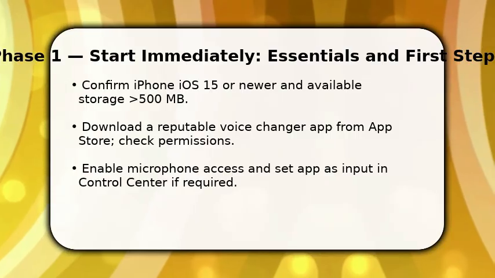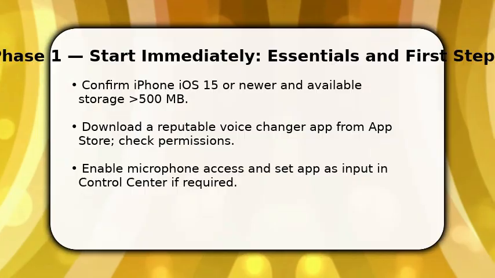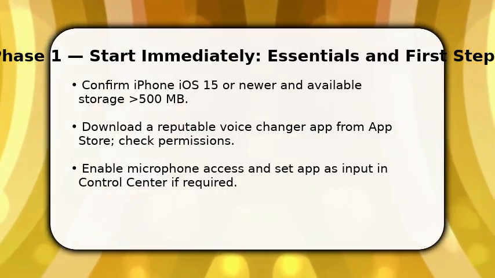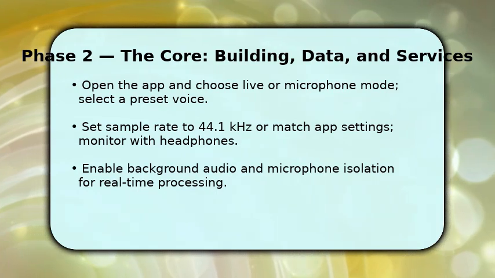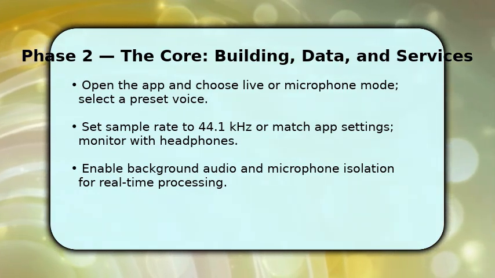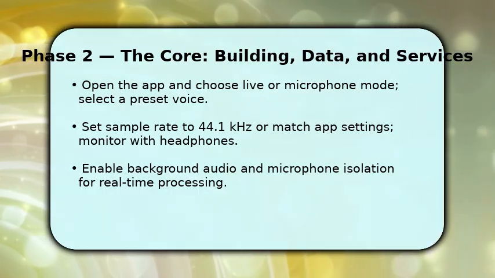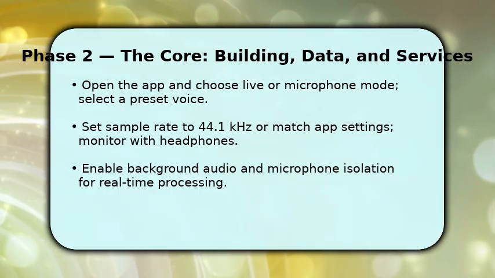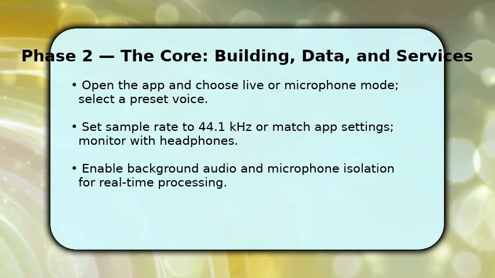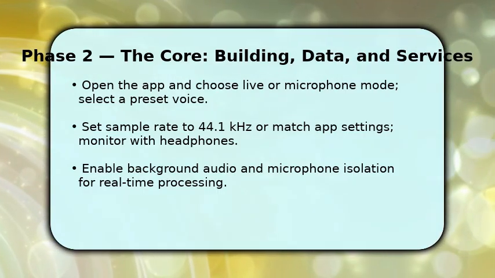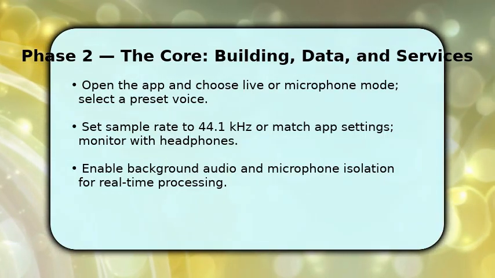This ensures live capture. This gets you ready to route audio, and that routing is the step that makes live voice change possible. Now configure live routing inside the app. Pick live or microphone mode and choose a preset voice that suits your goal, because different presets use different filters and latency. Make sure the sample rate is 44.1 kHz or matches the app's recommended setting to avoid glitches, and monitor output with wired headphones to prevent feedback.